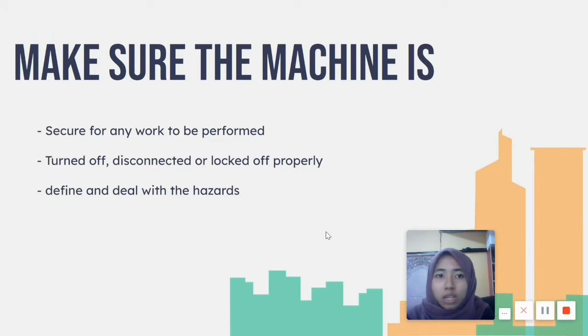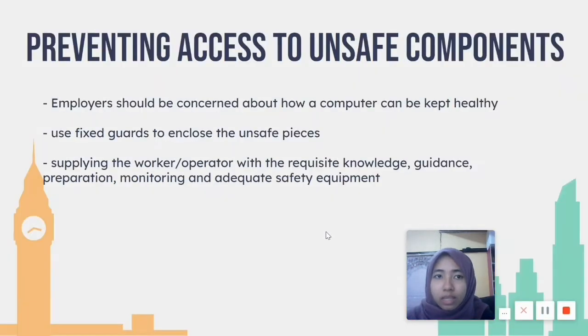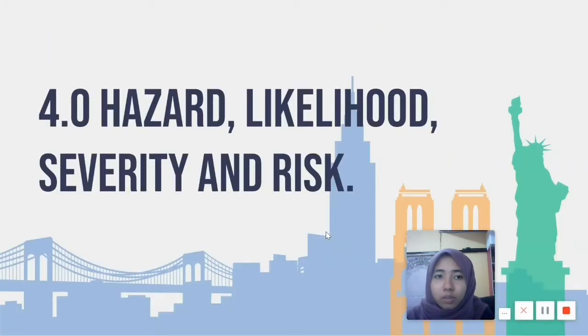Then we need to make sure the machine is secure for any work to be performed: turn off, disconnect or lock off properly, and we need to deal with the hazard. Next is preventing access to unsafe components. The employer should be concerned about how a machine can be kept safe, and then we need to fit a guard to enclose the unsafe part, and then we supply the worker operator with the requisite knowledge, guidance, preparation, monitoring and adequate safety equipment.